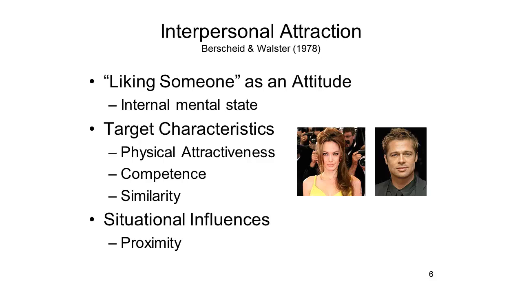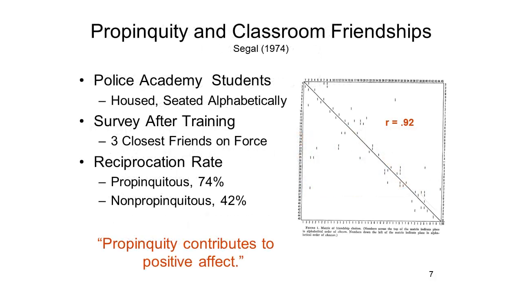But situational characteristics, that is, features of the situation in which we encounter the target person, are also powerful determinants of attraction and can lead us to like a person even if he or she is not particularly attractive, competent, or similar to ourselves. One of these environmental factors is sheer proximity. We tend to like people who are physically near us, physically close. Here's an example from a study by Siegel on friendship patterns that developed among police recruits studying at the Maryland State Police Academy. In the academy, the recruits were housed in dormitories and seated in classrooms in strict alphabetical order. That is, all the recruits with names beginning with letters early in the alphabet sat near each other and lived near each other, as did all the recruits with names beginning with late letters in the alphabet.